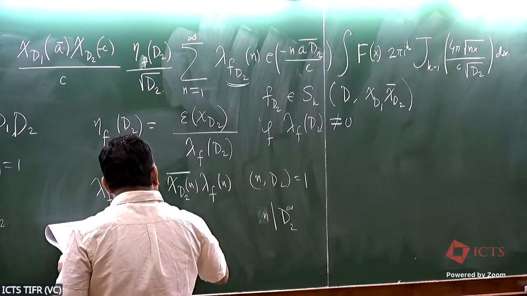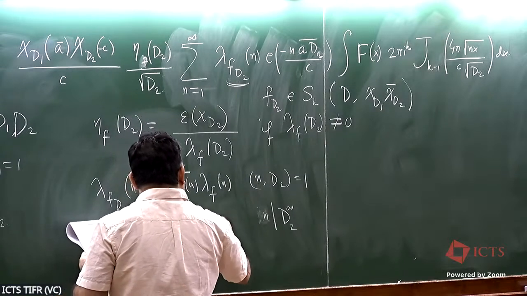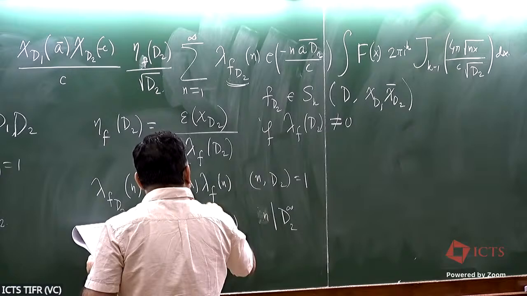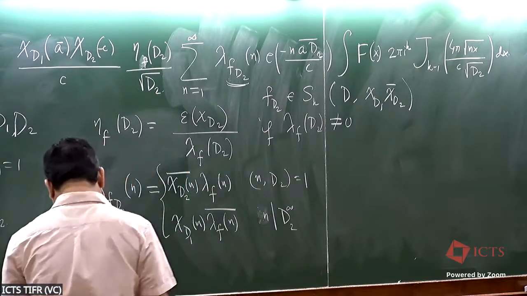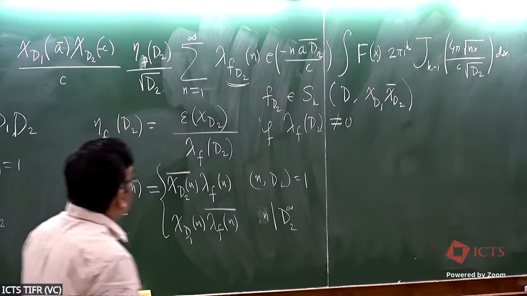Here you have chi D1 n lambda fn bar. All right. Yeah, I guess I did it. Okay, so that's a formula.